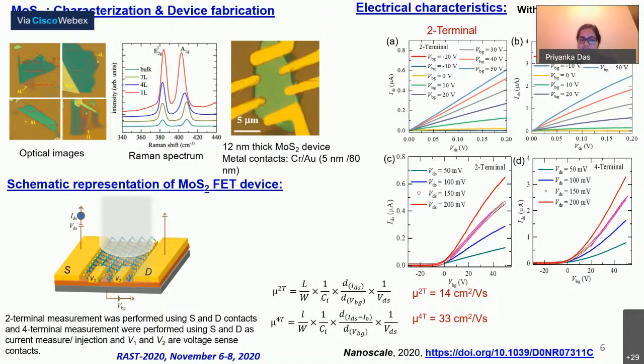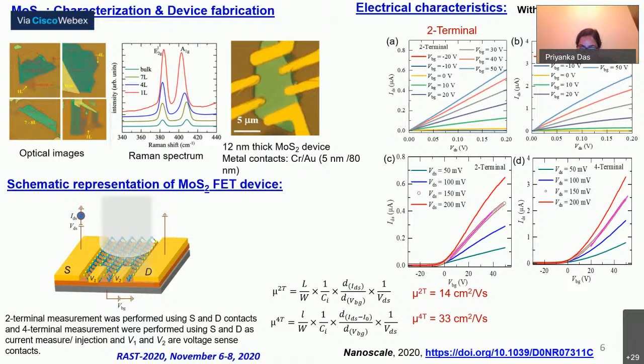And in the right hand side of that Raman spectrum, you can see the optical image of the devices where a few-layer MoS2 with a thickness of 12 nanometers is used, and the electrodes were fabricated at Argonne National Laboratory using a laser writer, with chromium and gold metal contacts, which are 5 nanometer and 80 nanometer thick. And in the left hand side below, you can see the schematic representation of these devices with the measurement scheme.